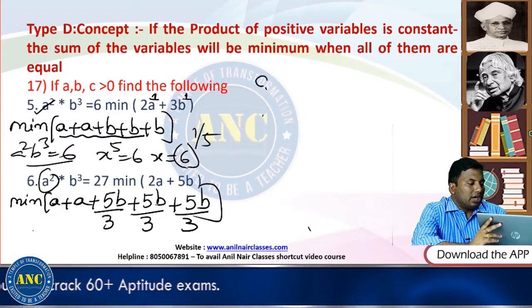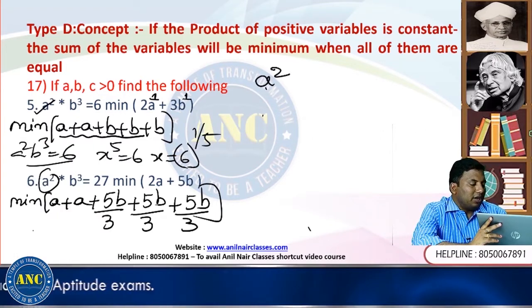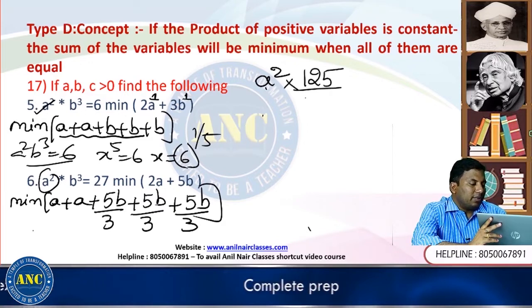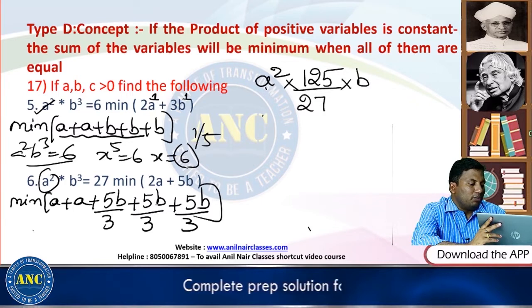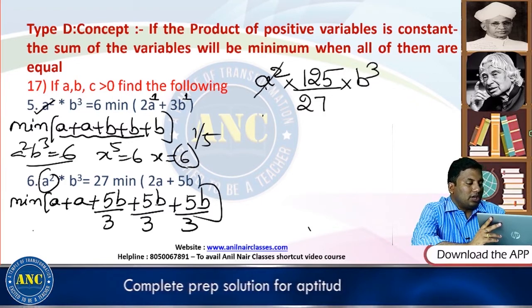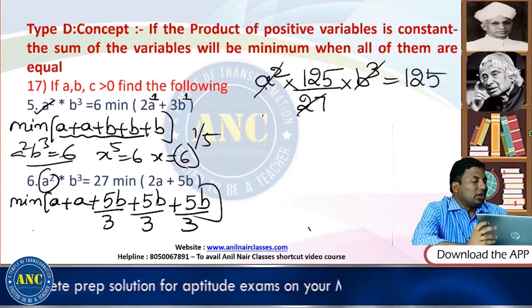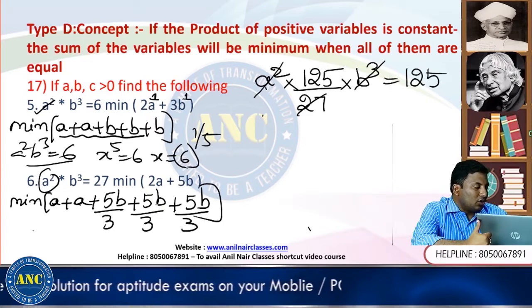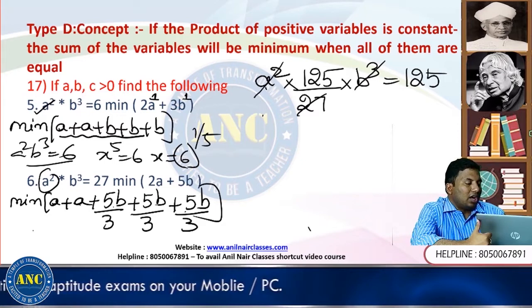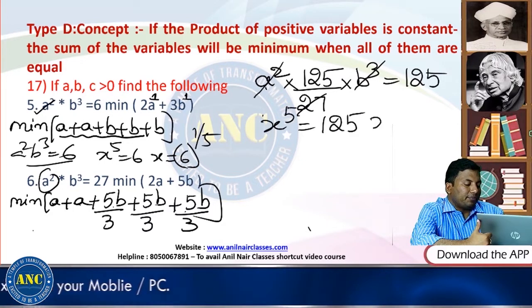A into a is a square. 5b by 3, 5, 25, 125 divided by 27 into b cube. A square b cube is 27. Cancel. 125. Totally how many variables are there? 1, 2, 3, 4, 5. All are multiplied. So x power 5 is 125.